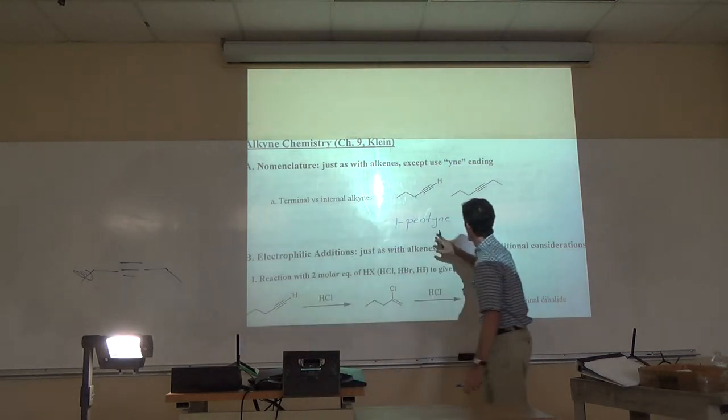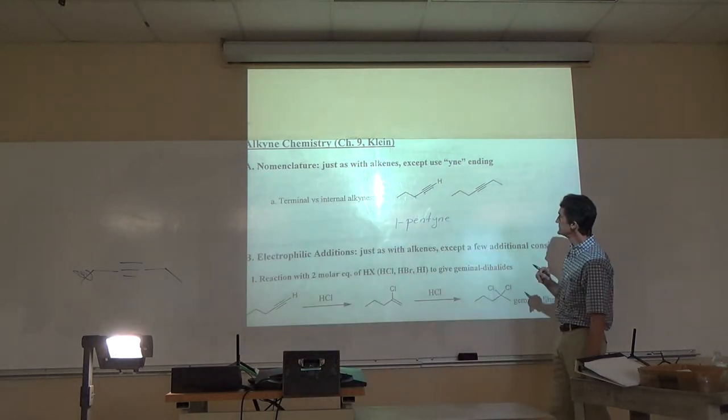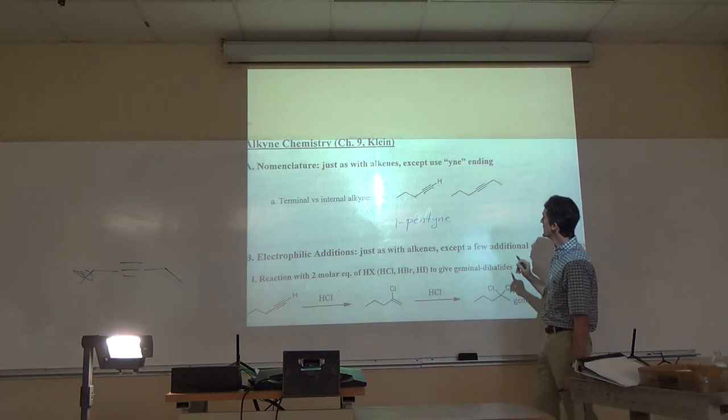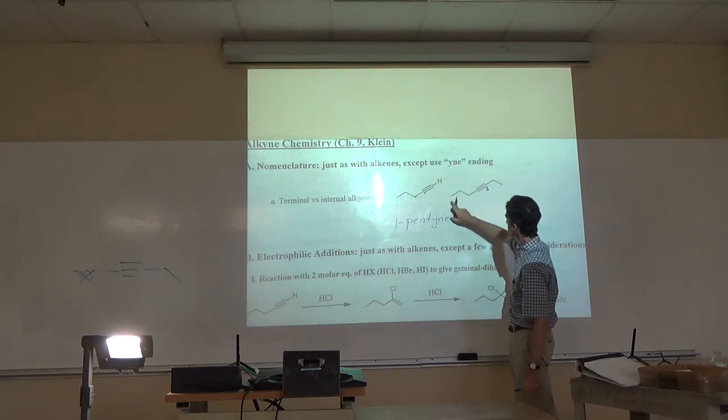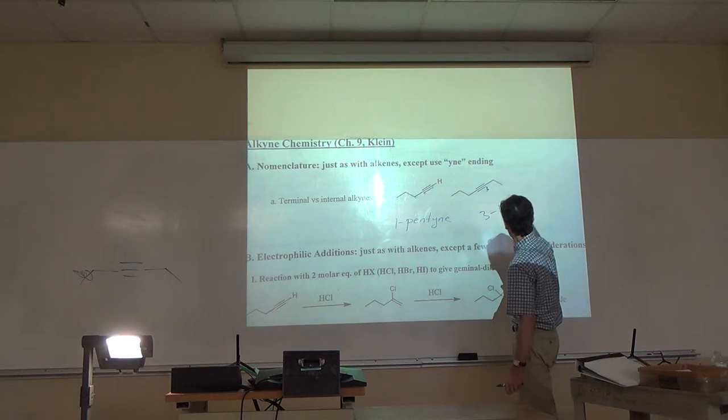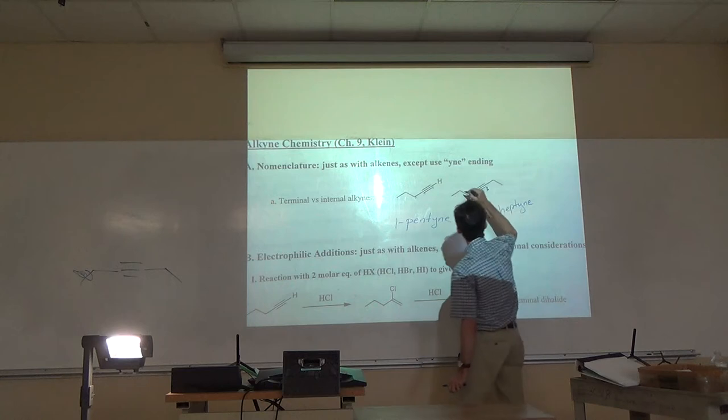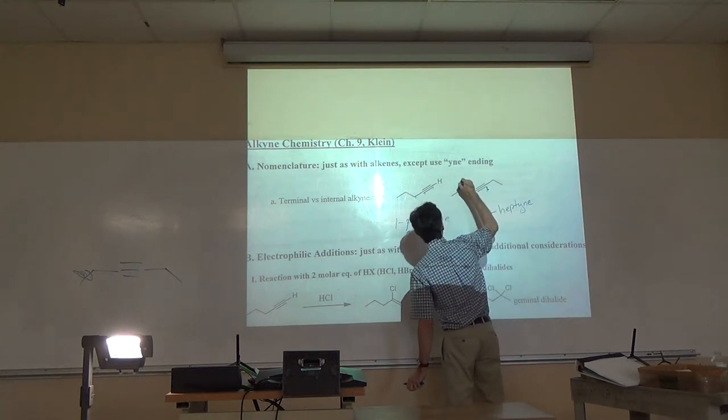Never. What is the name of this compound here? 3-heptyne. 1, 2, 3, 4, 5, 6, 7. Yes. 1, 2. I think that's 3. Because this way, that would be 4. Yes. 3. Heptyne. Yes. What if we put a chlorine here and made it like that?